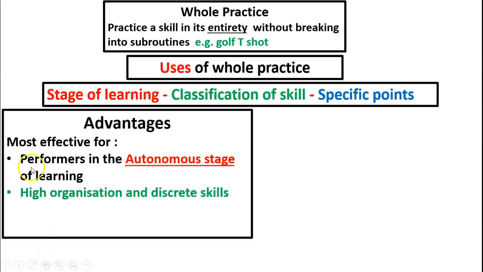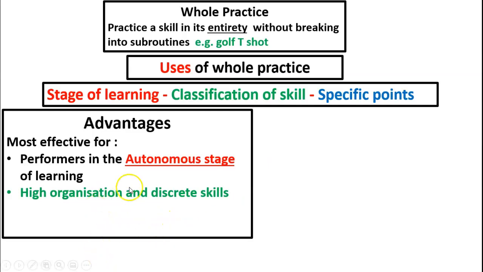The first one, of course, is high organisation skills, because these skills cannot be broken down into subroutines. Therefore, they're perfect. A discrete skill has a clear beginning and end, and it can't be broken down. So a perfect example, a discrete skill, clear beginning and end. Therefore, anything that starts and finishes without being broken down makes it perfect for whole practice. Think of a football pass or shot put. It can't really be broken down, therefore it's perfect to practice like that.